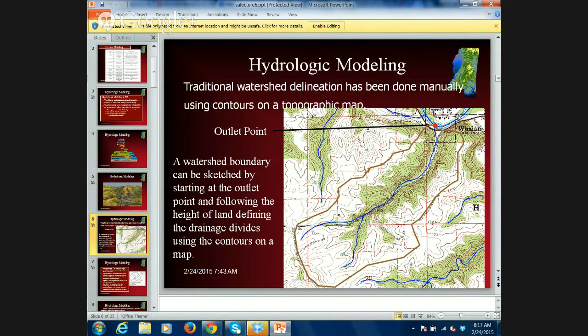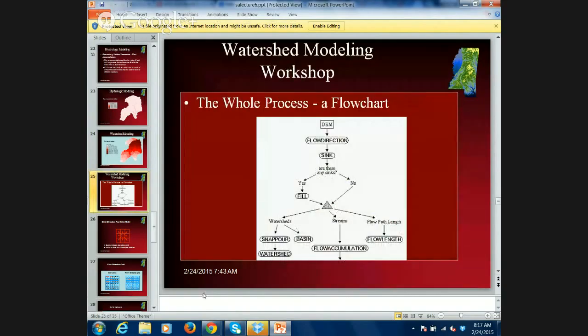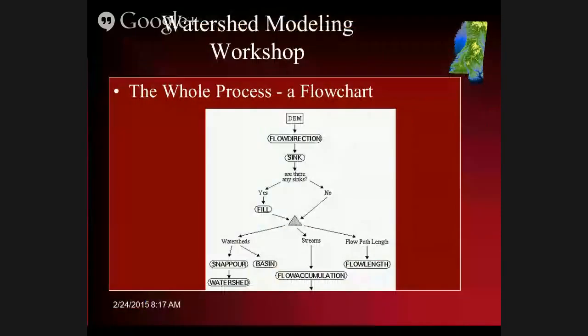And so what Snap Pour Point does, it's a tool for delineating watersheds. It sets a threshold and it tries to find the maximum value within that threshold, and it makes that the pour point. The maximum flow accumulation value within a certain threshold becomes the pour point.